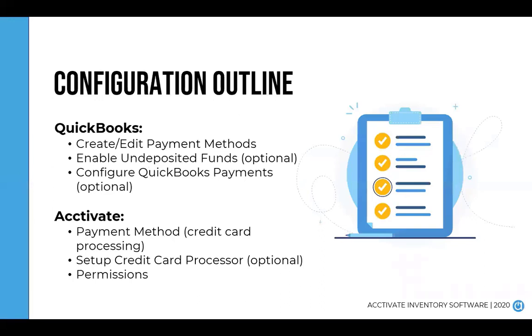Okay, so the first thing we'll need to do is perform some configuration, and here's just a brief outline of that configuration that needs to occur. And I've listed some optional configuration as well. So as I mentioned in my previous slide, payment methods are created and edited in QuickBooks and then synchronized to Acctivate. And then optionally, you can enable the Undeposited Funds account in QuickBooks. And if you're not familiar with that, the Undeposited Funds account is an other current asset account where all received payments are held until the payments post or you deposit them.